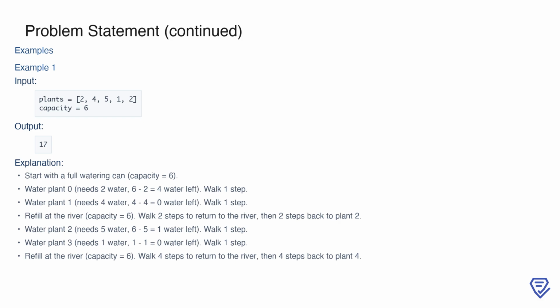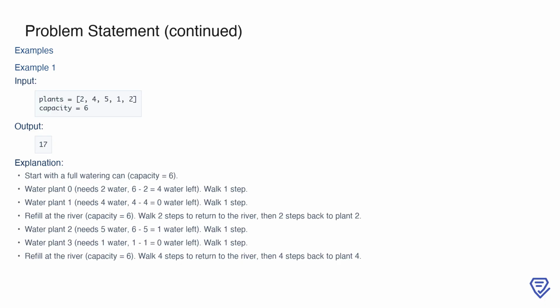Suppose the input is plants equals 2, 4, 5, 1, 2, and capacity equals 6. Here's how this scenario plays out step by step. You start with a full watering can, which has a capacity of 6. First, you water plant 0, which needs 2 units of water. This leaves you with 4 units of water. You then walk one step to plant 1, water it, and it uses the remaining 4 units.